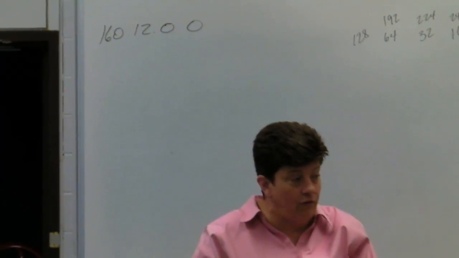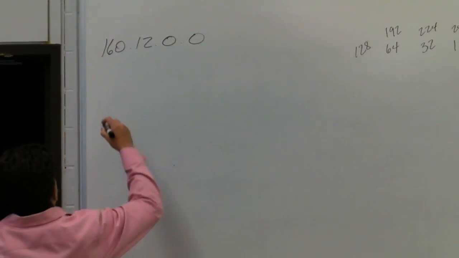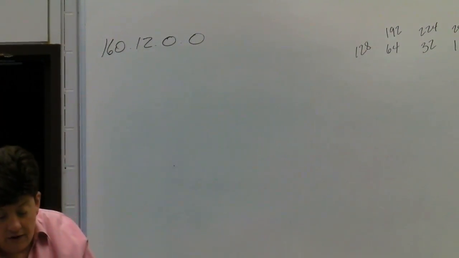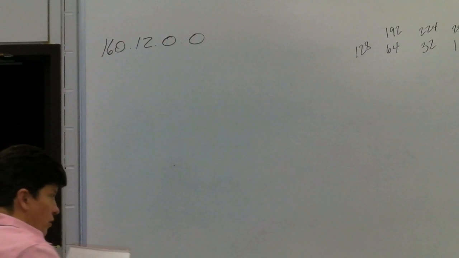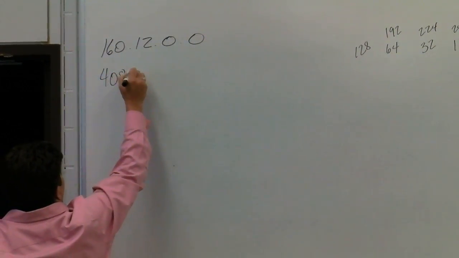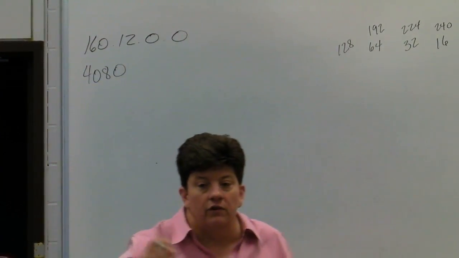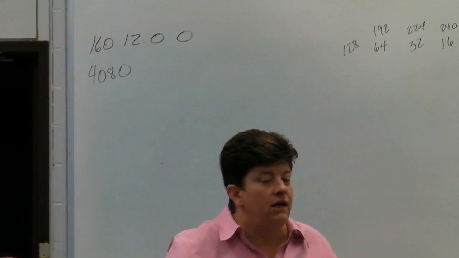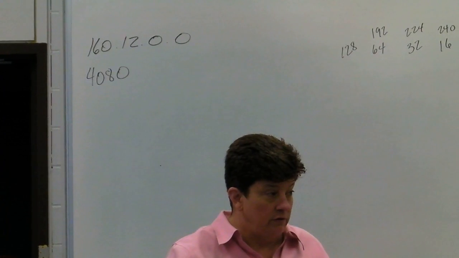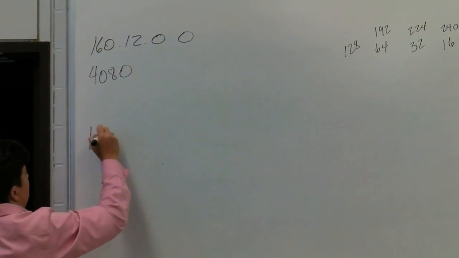We own 160.12, still a Class B address. And we have been asked to create 4,080 hosts. So what we've basically been told is, look, I need a bunch of networks. I don't care how many, and I need each network to have at least 4,080 hosts. Okay? So we'll start out the same way.